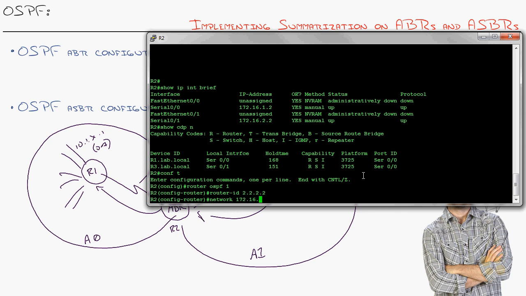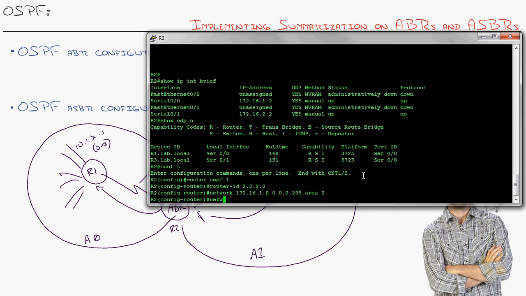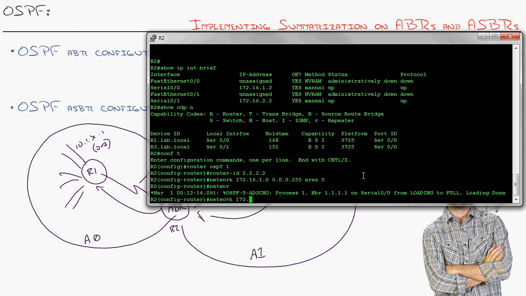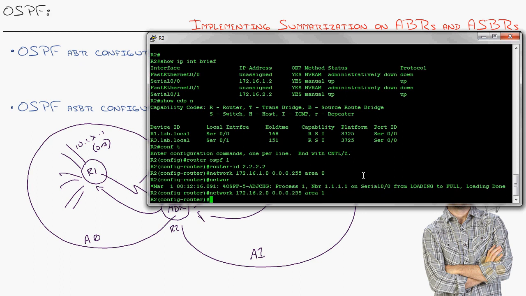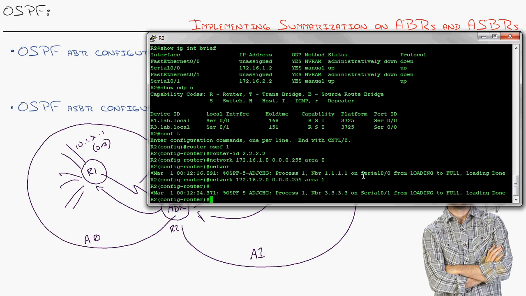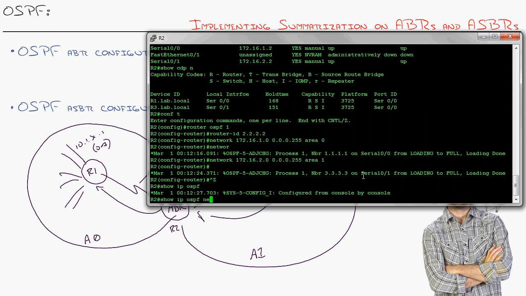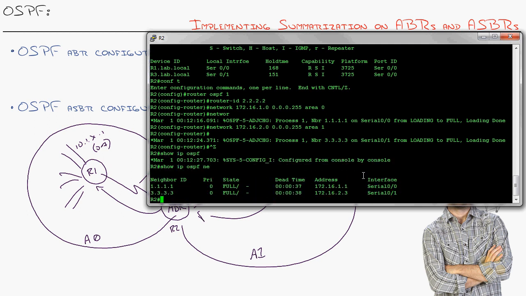Let's do 172.16.1.0 0.0.0.255 in area 0. And then network 172.16.2.0 0.0.0.255 in area 1. And we should see two neighbors form. They're good. We do. So I'm going to do a show ip ospf neighbors. They are now full neighbors, which is fantastic. No DR or BDR showing right here because it's on a point-to-point subnet.